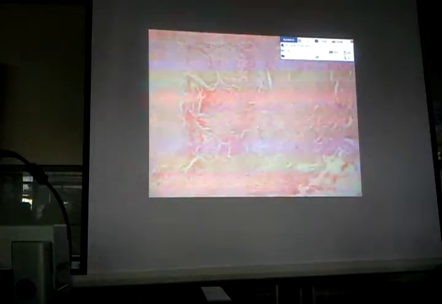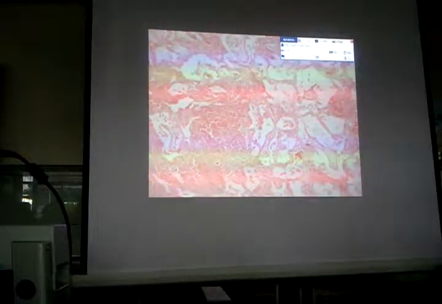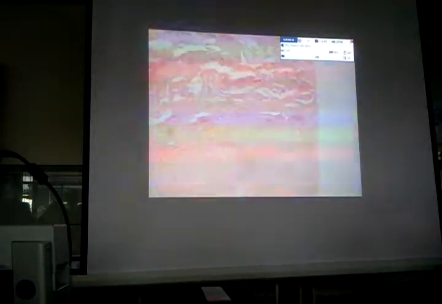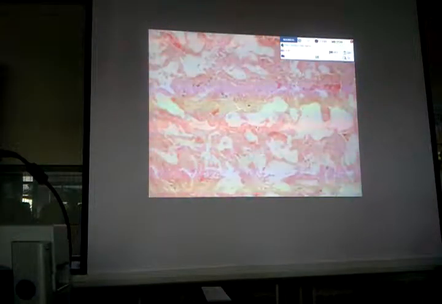Ito na portion, may TB din ito. Caseous necrosis with surrounding granulomatous inflammation. Most of the time, fungal infections in the internal organs are rarely seen. They will develop only in the internal organs if the individual is immunocompromised. Otherwise, most fungal infections will develop only in the integumentary system.